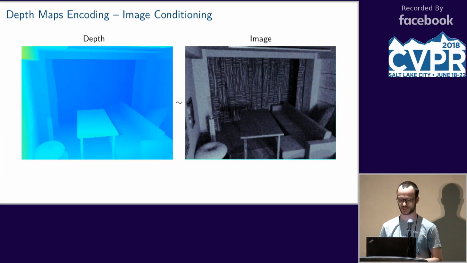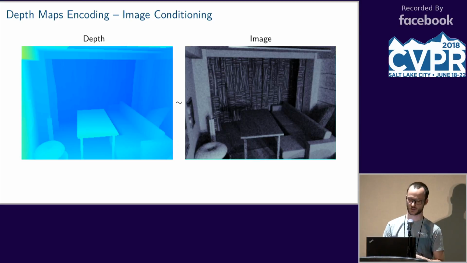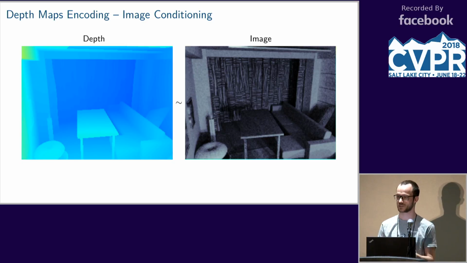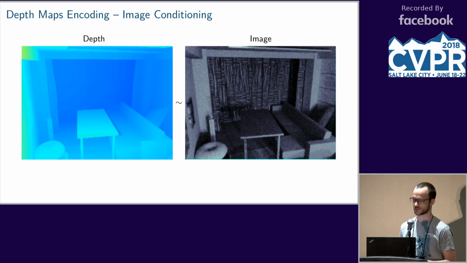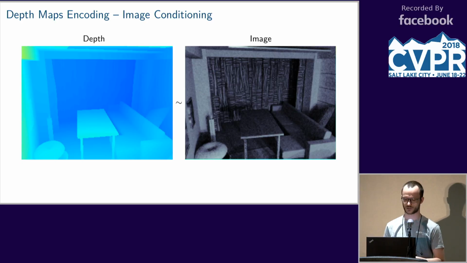But if we take one step back and again plot our depth map and put the image next to it, we can see that there is quite a big amount of structural correlation between both. So we can, for instance, recognize the table in both. We can recognize the sofa in both of these images. And this correlation is the extra point that we're going to try to leverage.